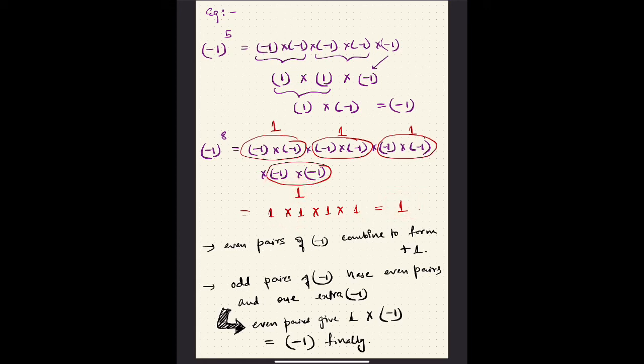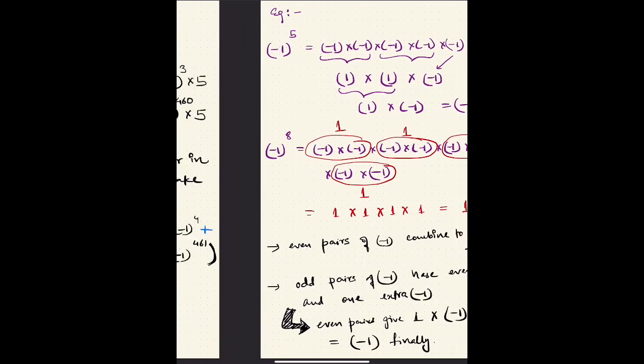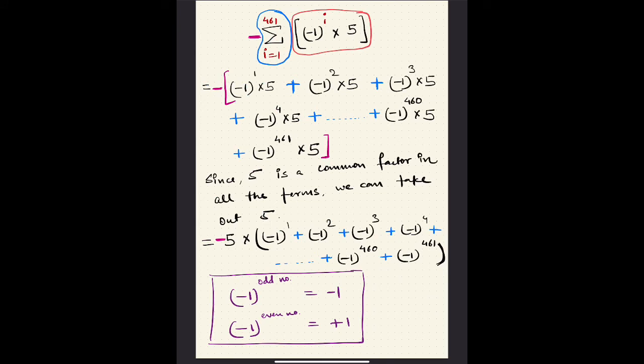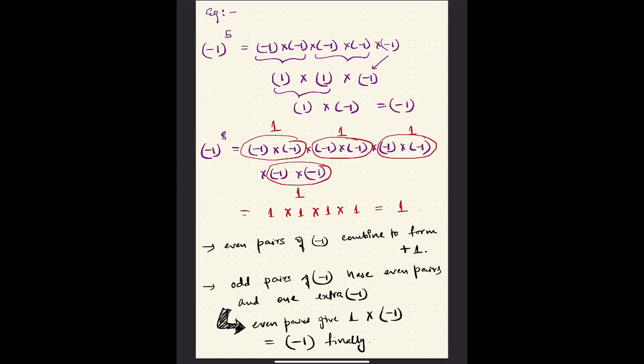So in even powers of negative 1, we have an even number of equal pairs, and they combine together to finally give us a value of positive 1. But in an odd power, we have an even number of pairs plus an extra negative 1. This negative 1 multiplies with all the even pairs, which actually give us 1. So finally we would have 1 times negative 1, which would give us negative 1. So as a matter of fact, we can just use this: negative 1 to the power of an odd number is negative 1, and negative 1 to the power of an even number is positive 1. Let's use this concept to solve this final equation.